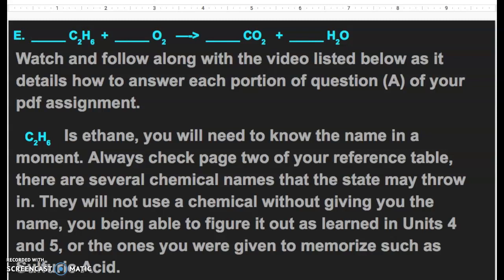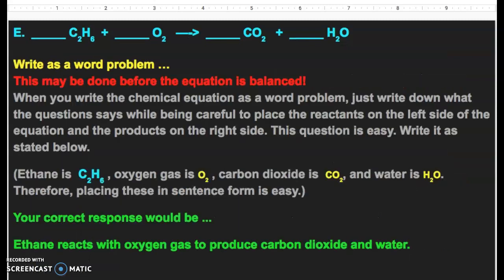It might say something about sulfuric acid. That's something you're supposed to know. It's H2SO4. But since it's not given and it's not on your reference table, I have to give that to you. C2H6 is ethane. So you're going to try and do the same exact process you did for A and B and C with this one. This one's a little bit harder to balance, but we'll get there in a second.